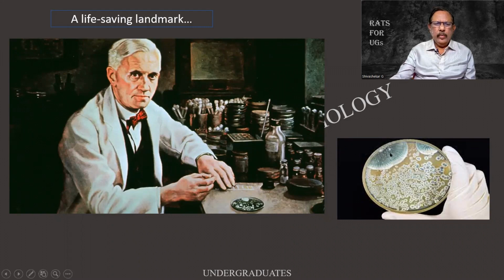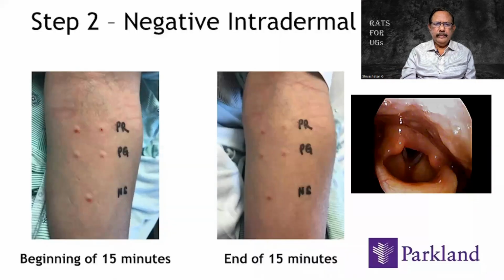And what he did was, perhaps when he was doing a culture, he had kept it exposed, as a result of which there was some contaminant. And surprisingly, he noted that around the contaminant, there was no growth of the bacteria. And that was the origin of the wonder drug penicillin. Therefore, you find that penicillin can be both a life-saving as well as a life-taking drug, a double-edged sword.